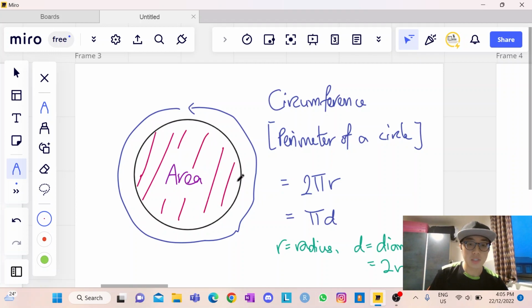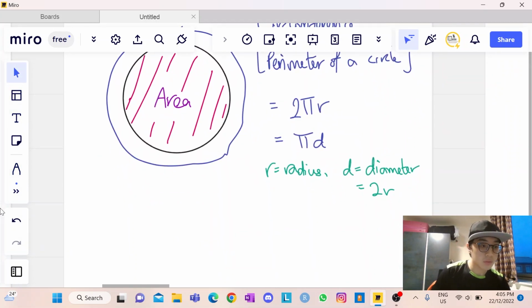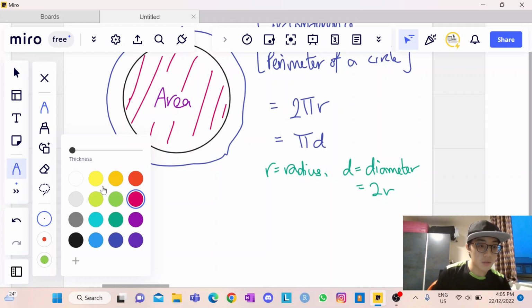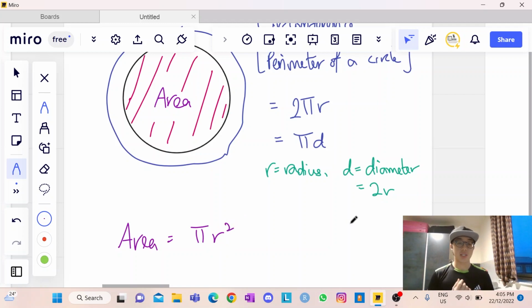Okay, so you're going to see what is the area of a circle. The area is, in fact, pi r squared. Just that simple.